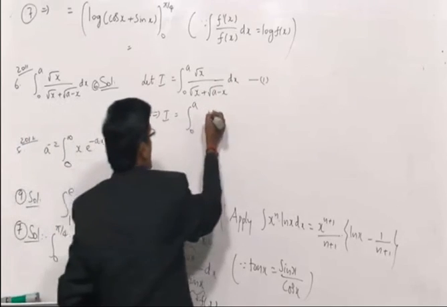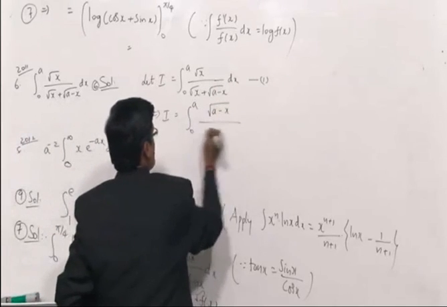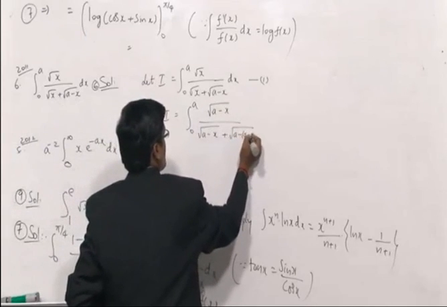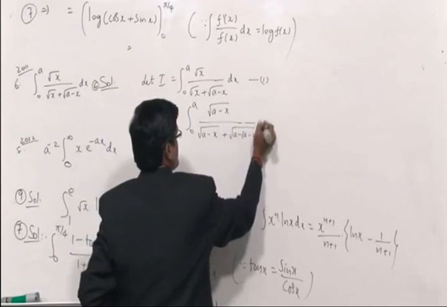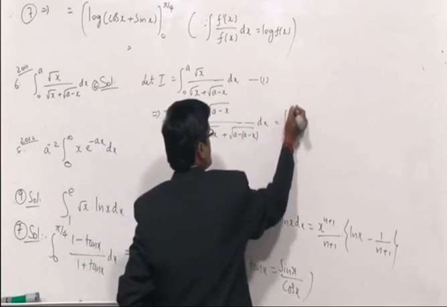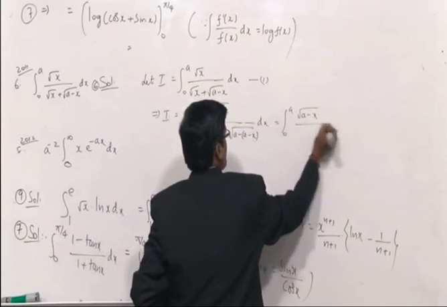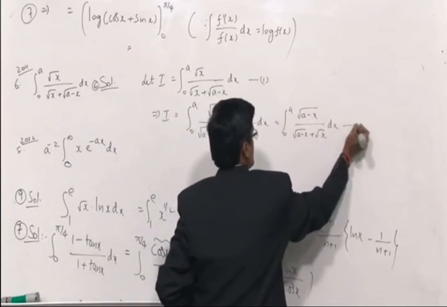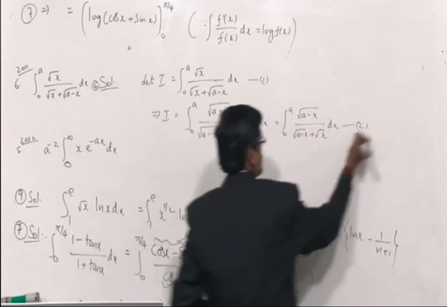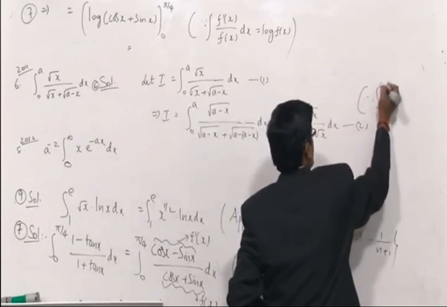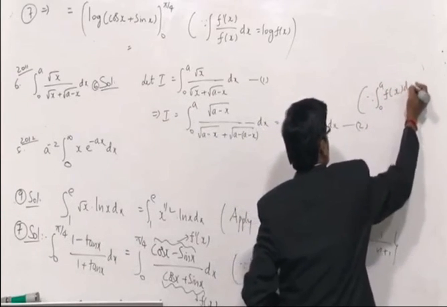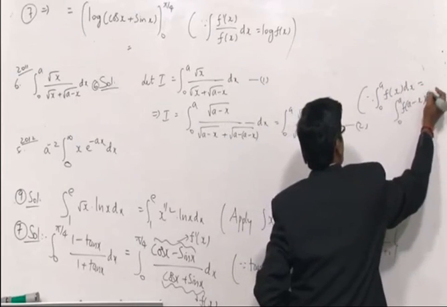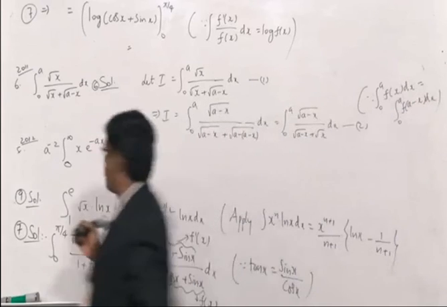That is, x is replaced by upper limit minus x, divided by root over a minus x plus root over a minus of a minus x. This simplifies to the integral from 0 to a of root over a minus x by root over a minus x plus root x. Let us say equation 2. Here which formula did I apply? The integral from 0 to a of f of x dx is equal to the integral from 0 to a of f of a minus x dx. This is the third formula I applied.